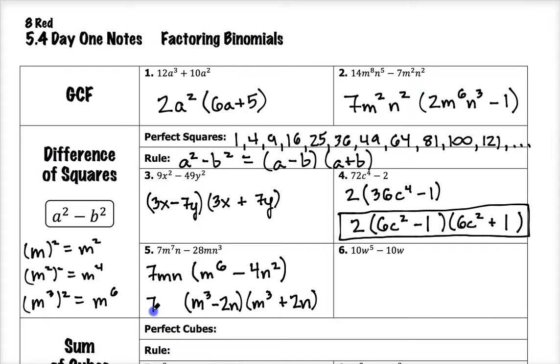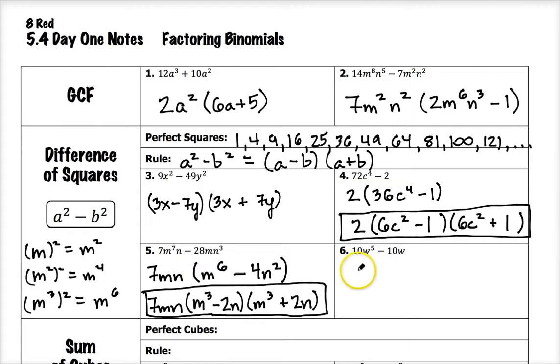And then your GCF again, 7mn, just comes down. So always be looking for those differences of squares. Okay, number 6, 10w to the fifth minus 10w. I see a GCF of 10w that I can factor out of each of those terms. And so that leaves me with w to the fourth minus 1.